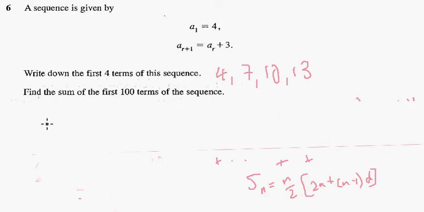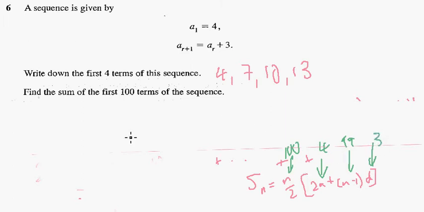So if we want the sum to 100 terms, then we're going to use this formula here. Now, the key elements of the formula, we need to know what n is. In this case, it's the sum to the first 100 terms, so n is 100. We need to know what a is. Write down the first term, it's 4. There's going to be n minus 1 there, which is going to be 99. And d is the difference between the terms, which is 3.